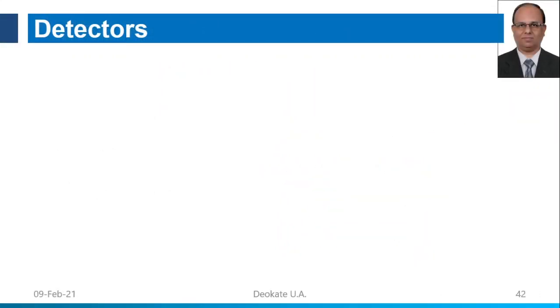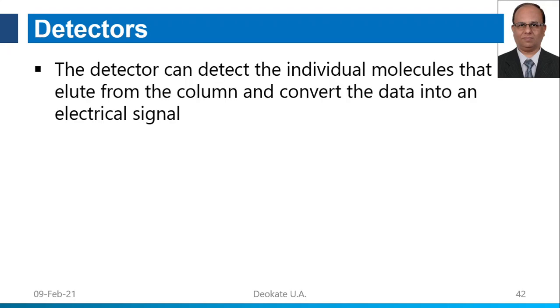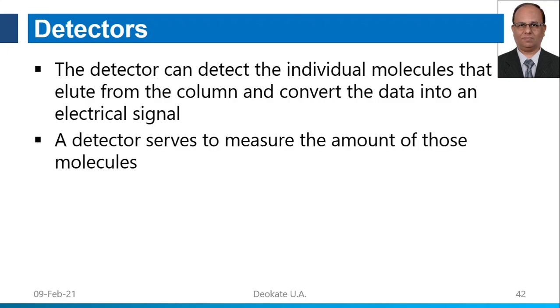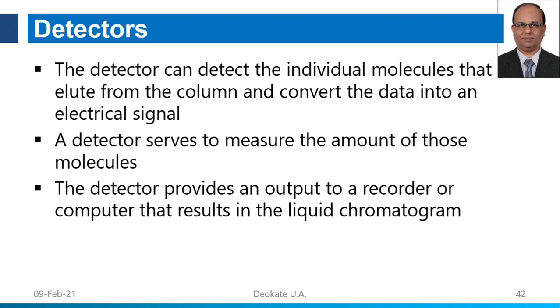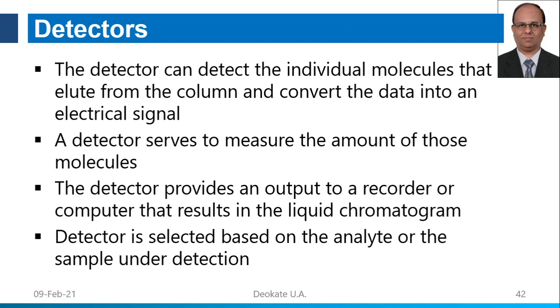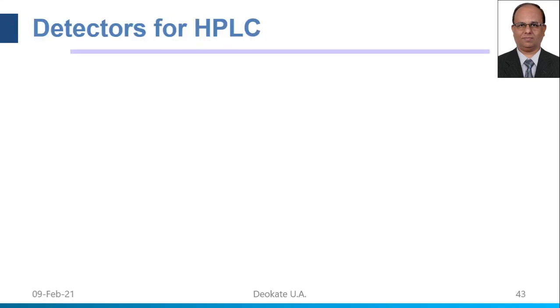Now we will proceed with the detectors which are used in HPLC. The detector can detect individual molecules that elute from the column and convert the data into an electrical signal. A detector serves to measure the amount of those molecules which are there in your sample eluate. The detector provides an output to a recorder or computer that results in a liquid chromatogram. The detector is selected based on the type of analyte or sample under detection.